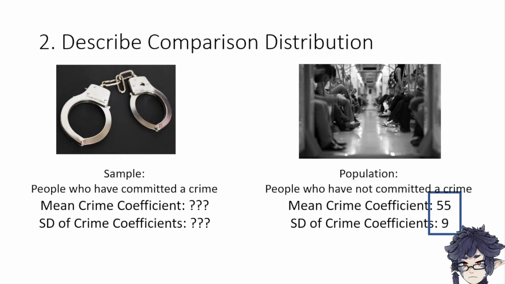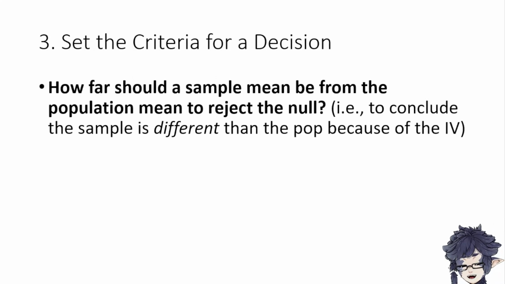So now that we've figured that out, how different does our sample need to be from that population mean of 55 for us to reject the null? That's step 3. The goal here is, how far away should our sample mean be from the population mean to reject the null, or conclude that our sample is different from the population because of our independent variable? In this case, our independent variable is whether these people were committed or convicted of a crime or not.